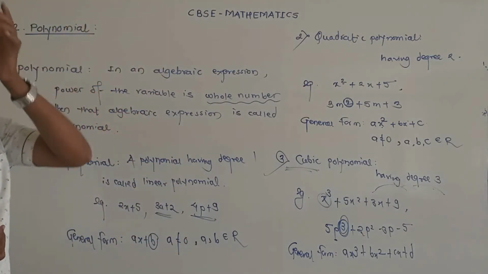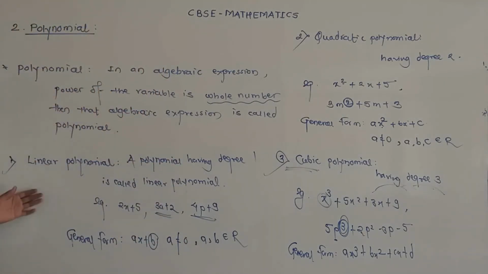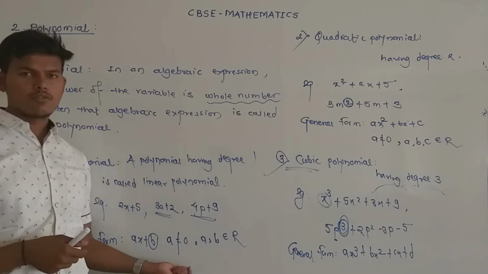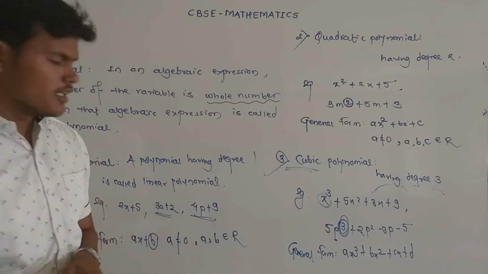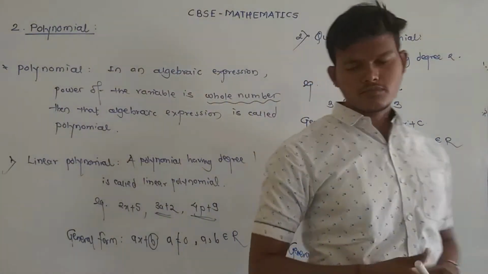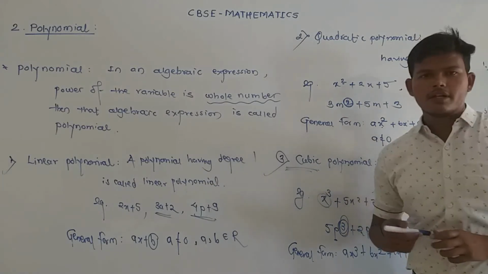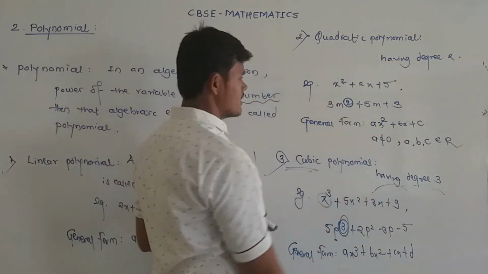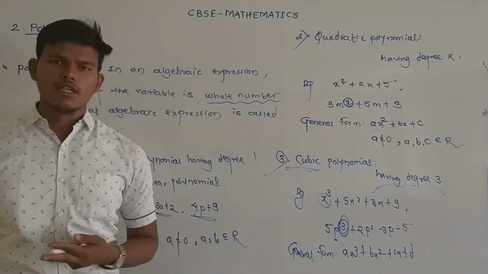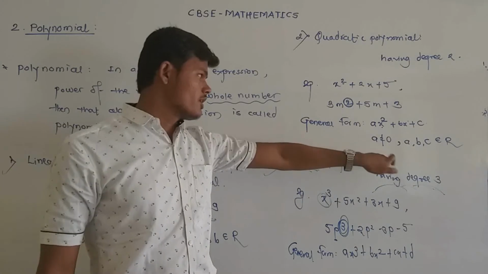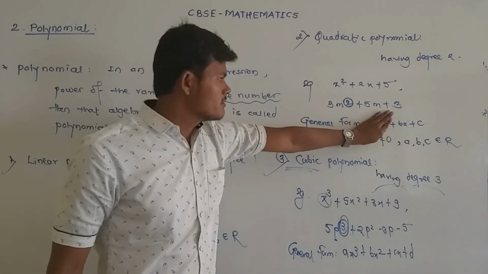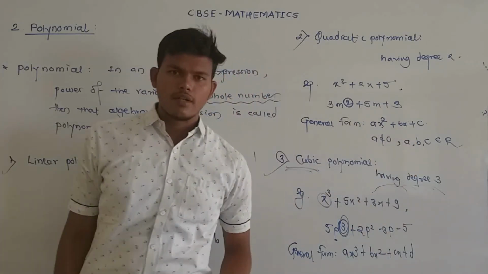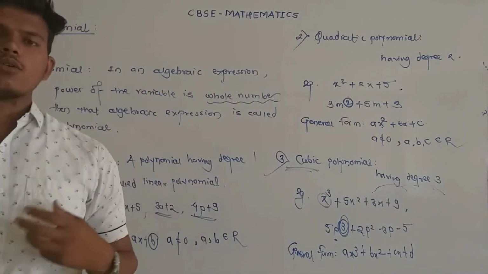Linear polynomial means having degree 1 is called the linear polynomial, and the general form of a linear polynomial is ax plus b, where a is not equal to 0. A and b are real numbers. That means they are the coefficients. A quadratic polynomial having degree 2 is called the quadratic polynomial, and the general form of a quadratic polynomial is ax square plus bx plus c, where a is not equal to 0. If a becomes 0, then maximum power is 1, so it is not a quadratic polynomial. That's why a is not equal to 0, and a, b, c are real numbers. That means they are the coefficients.